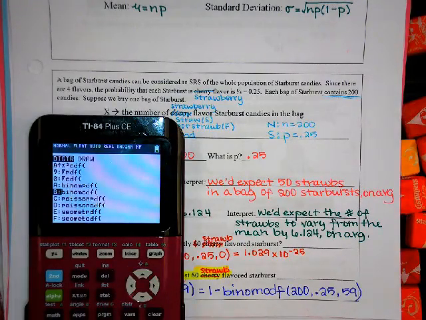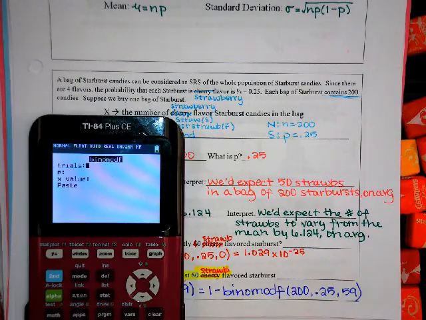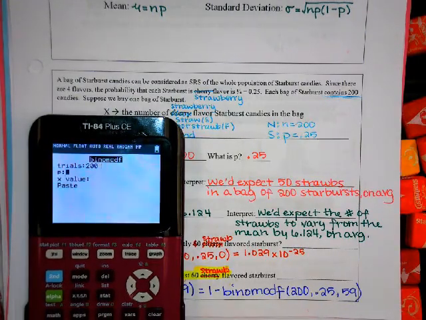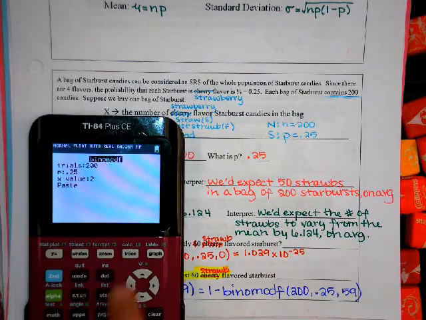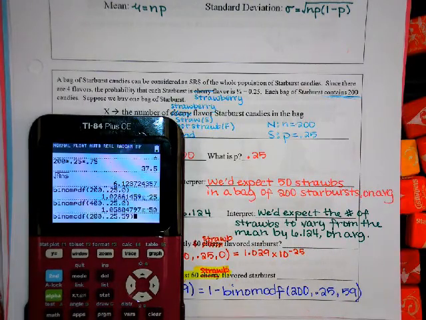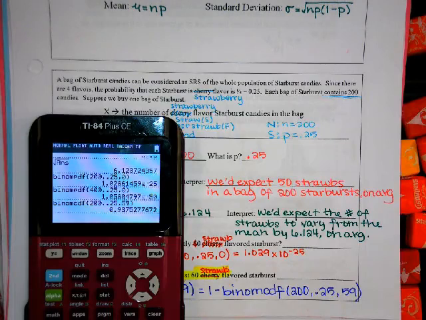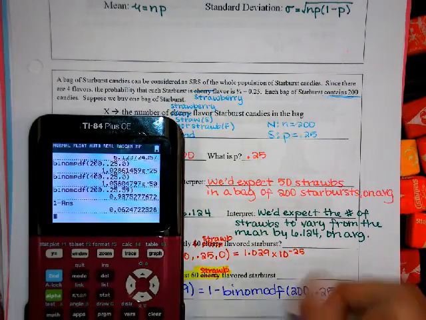And then I'm going to take that answer and subtract from 1. So 1 minus my answer, which gives me 0.0625.